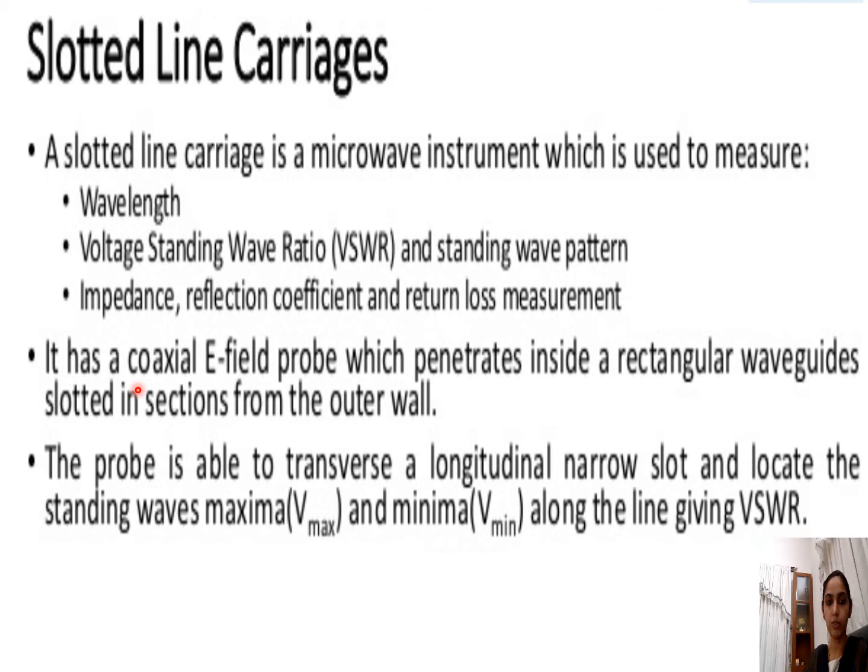So we know how it is inserted in a microwave test bench, what it looks like, and what its components are, and we have learned that we are using probe coupling in the cavity resonator of the waveguide. It has a coaxial electric field probe which penetrates inside a rectangular waveguide slotted in sections from the outer wall. So the probe can traverse a longitudinal narrow slot and locate the standing wave V maxima and V minima along the line, giving the VSWR.